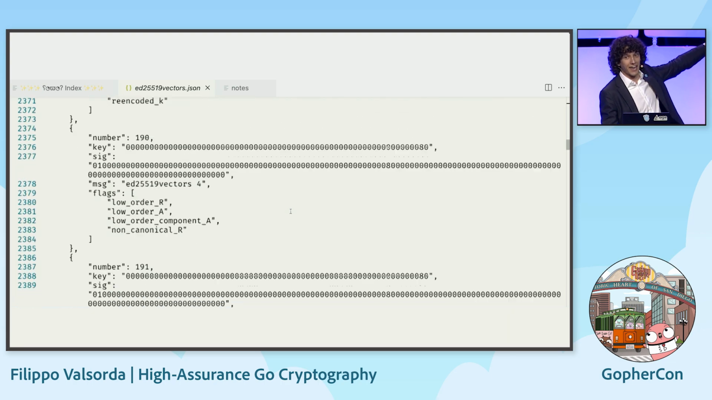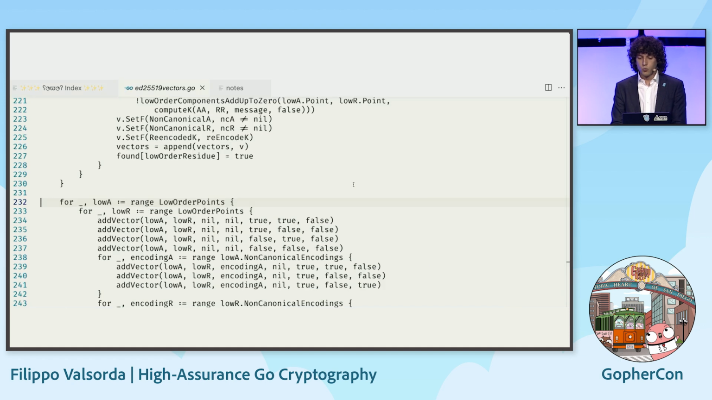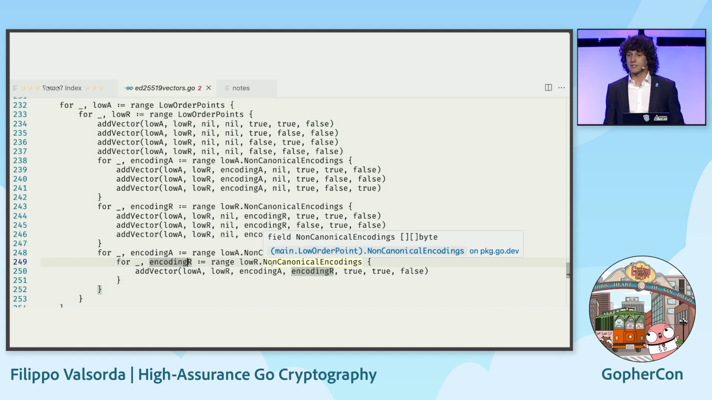I didn't write those by hand, of course. So instead, what did we do? Well, just like you can import your test vectors and manage them like data, you can also do software engineering with your test vectors. So what we did is that we wrote a program that generates all those test vectors by combining all of the different possible edge cases. So for example, the input A can be one of these low order points, which are edge cases. But then also the input R can be one of these. But then it can also be encoded in a certain way, and then R can also be encoded in another way. How are we going to test them all?